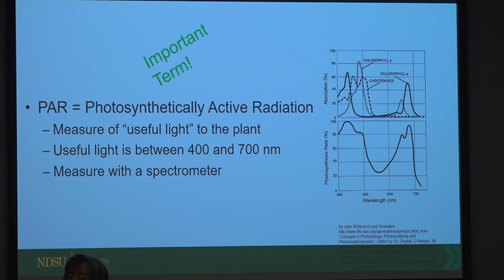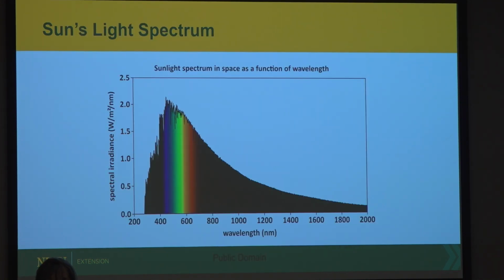So looking at the figure that we have here, you'll see that the plant for photosynthesis is using a lot of blue light, which is between 400 and 500, and it's using a lot of red light, which is between 600 and 700, and it's using less of the green wavelengths. So this is the useful light to the plant. This is what helps it grow and be healthy, and that's measured with a spectrometer.